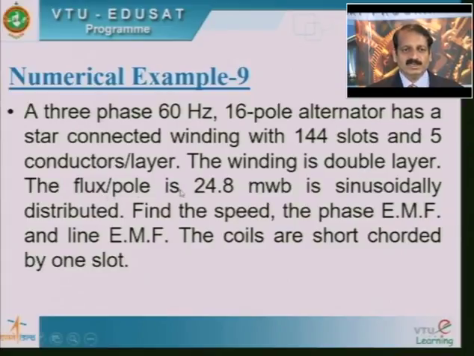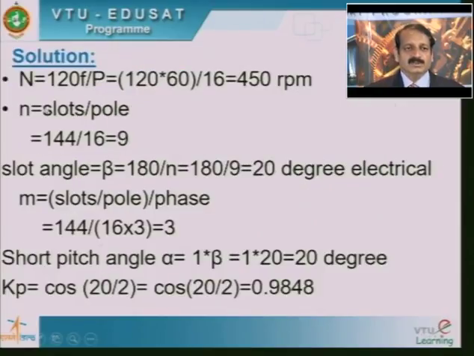The flux per pole is 24.8 milliweber and is sinusoidally distributed. Find the speed, the phase EMF and line EMF. The coils are short chorded by one slot. So, we will have speed N, that is given as 450, because it is 120 into f, f is given as 60, divided by number of poles 16. So, n is slots per pole and it is given as 144 divided by 16, which is equal to 9.